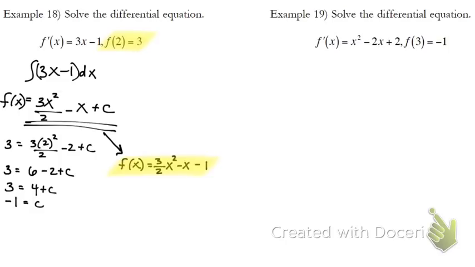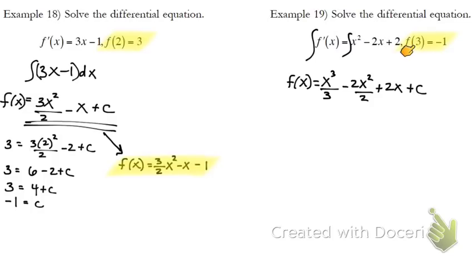All right, let's try it with number 19. Maybe you want to pause the video and try it yourself, essentially just mimicking the same steps we did in example 18. If I take the integral of both sides, we get that f of x is equal to, and this is just the power rule, x squared becomes x cubed over 3, negative 2x to the power of 2 over 2, to bump up that exponent by 1, plus 2x, plus c. Everywhere I see an x, I'll plug in 3 from my initial condition. And everywhere I see a y, I'll plug in negative 1 from my initial condition.